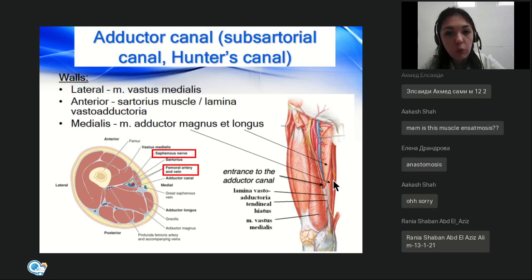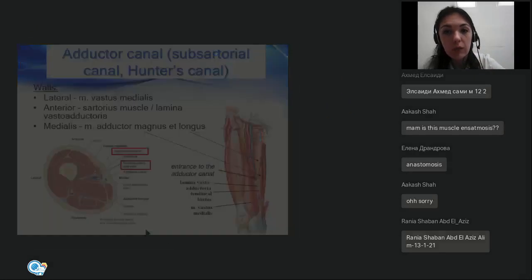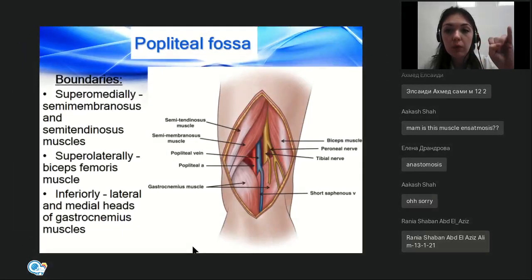So the adductor canal has 3 openings. The superior opening is where the content of the adductor canal enters, and the content is the femoral artery, femoral vein, and saphenous nerve. There is an inferior opening in the popliteal fossa through which the femoral artery and femoral vein leave the adductor canal, and there is an anterior opening. It is like a hiatus in the lamina vasto-adductoria through which the saphenous nerve leaves the adductor canal. So 3 openings: superior, inferior, and anterior.